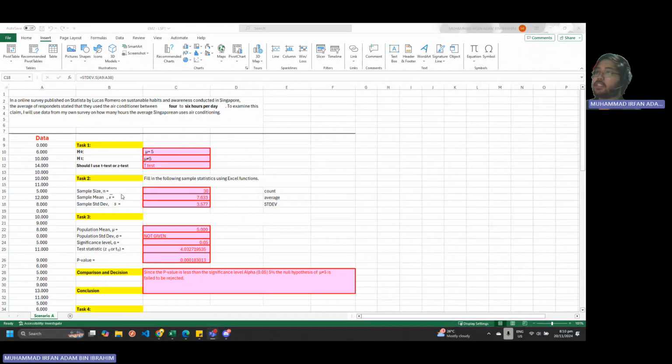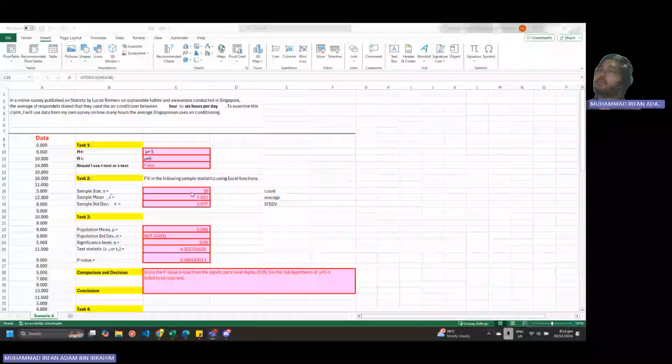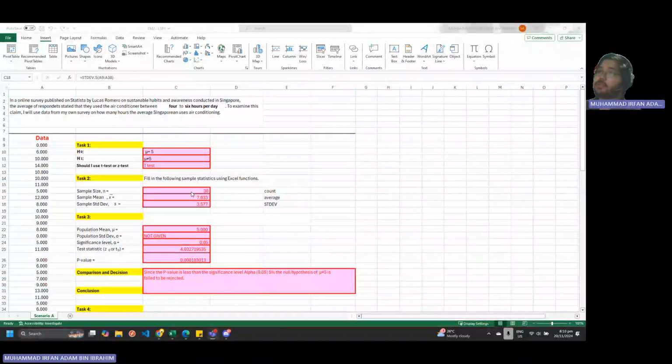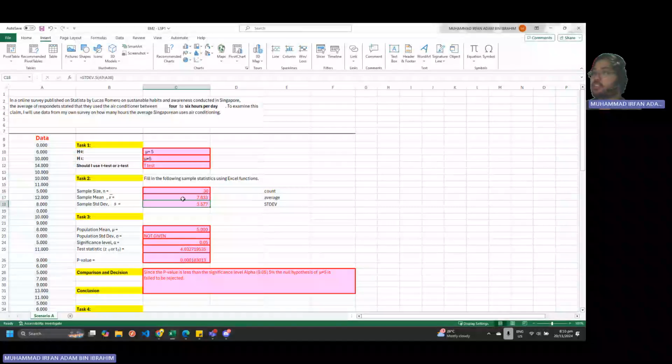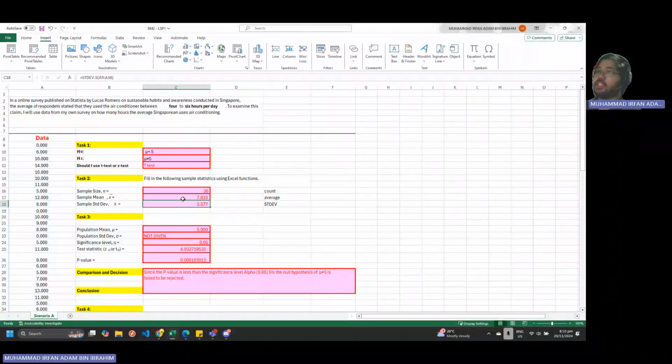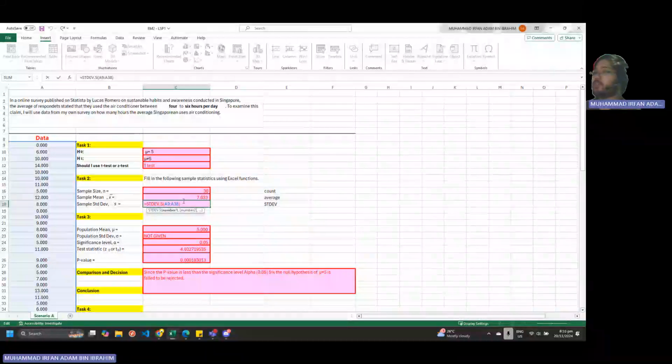And our sample size in this case is 30 because we had 30 people do our survey. Our sample mean is AVERAGE with our data set, which in this case is 7.633. And our sample standard deviation is STDEV.S with our data set. Why S and not P? Because with S, we are using our sample data and not population data.